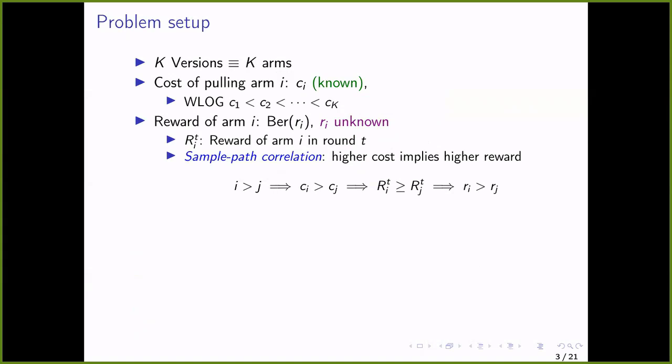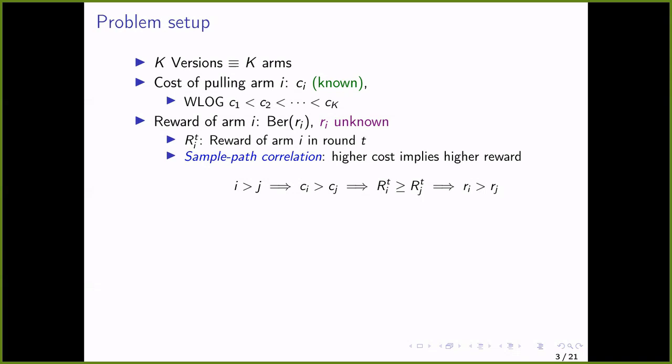We refer to the K versions as K arms of the multi-armed bandit. The cost of pulling an arm i is denoted by Ci, which is a known quantity. Without loss of generality, we assume that arms are indexed in the increasing order of cost. Further, the reward obtained by pulling arm i is modeled as a Bernoulli random variable with parameter Ri, where the Ri's are unknown. Let Ri,t denote the reward of arm i in round t.